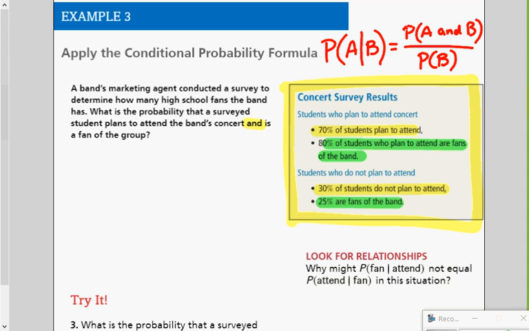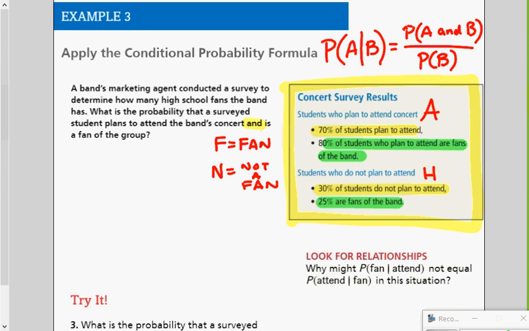So we're going to let A stand for you are going to the concert. Go ahead and write that down there. A will be attend. H will be you're not going to the concert. So you're staying home. That's why I chose the letter H. Okay? F represents you are a fan of this particular band. And we'll say N would be, you're not really a fan of the band.